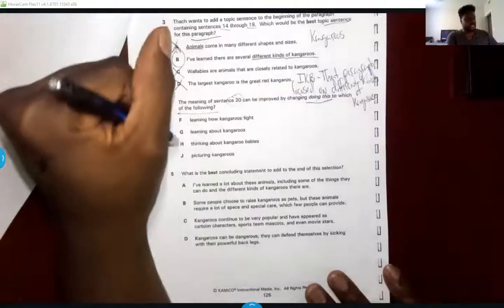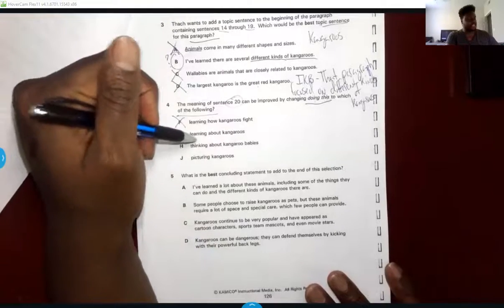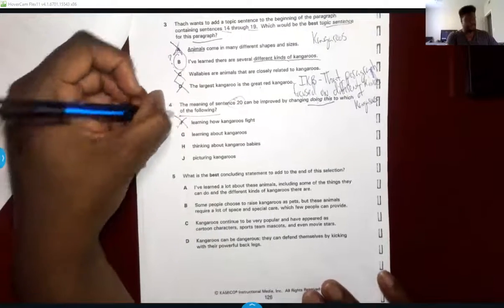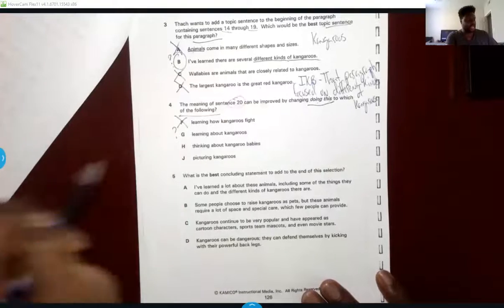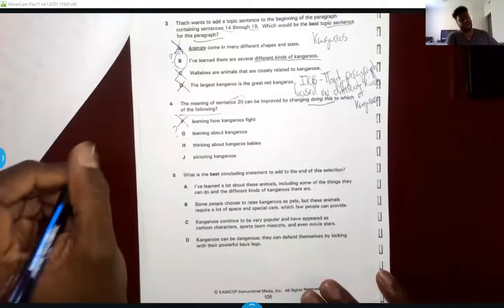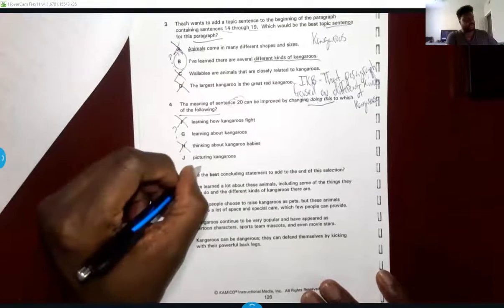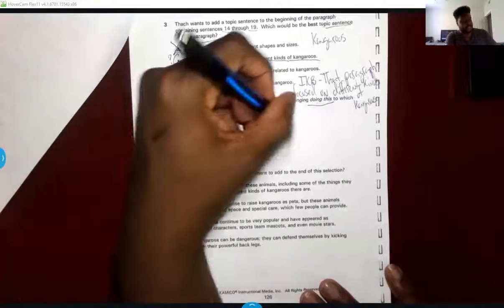Did the whole thing discuss how kangaroos fight? It did discuss it, but that wasn't the central focus. That wasn't the central idea of the whole passage. Learning about kangaroos. Was the whole passage about learning about kangaroos? I think so. We spent a lot of time talking about different types of kangaroos, what they do, where they live, how they fight. Okay. Thinking about kangaroo babies. I think only one section talked about how kangaroos have their babies, so that is not true. Picturing kangaroos. We didn't just picture them, we learned about them and he discussed and explained about them. So the correct answer is G.